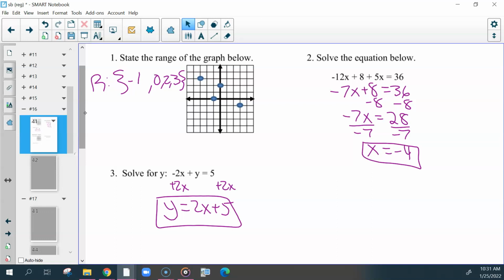For number 3, you need to solve this for y. So if you add 2x to both sides, and then I rearrange this so that it's 2x plus 5 instead of 5 plus 2x, then it is solved for y.